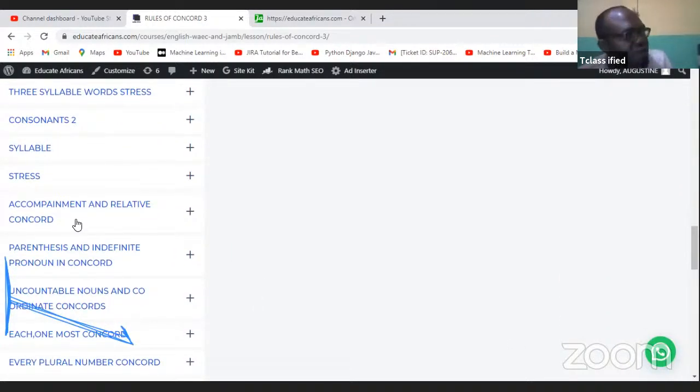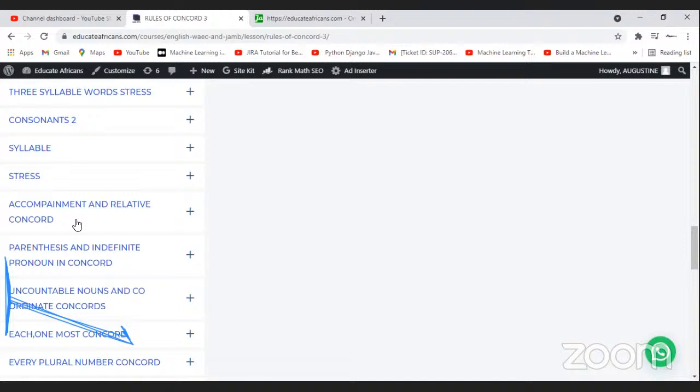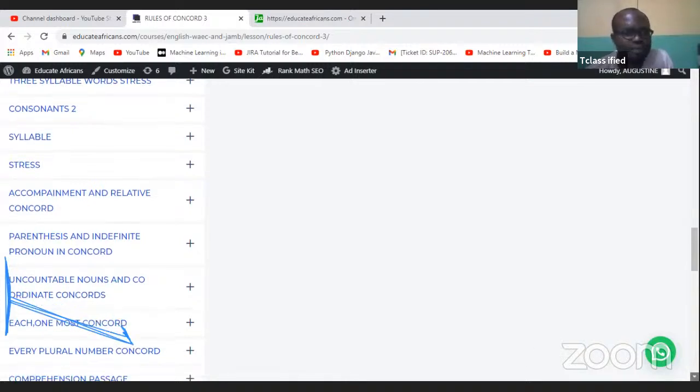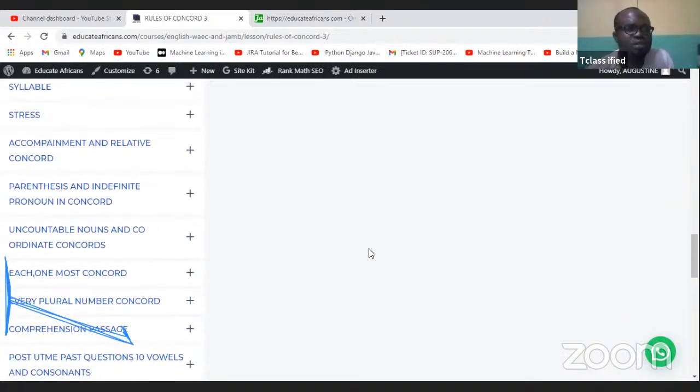Accompaniment and relative concord is one rule. So take note. Chika, are you taking note of the rules? Yes, I am. Okay, so this is one rule, accompaniment and relative concord. We have parentheses and indefinite pronoun concord. You have uncountable nouns and coordinate concord. You have each, one, most concord. You have every, plural member concord. Okay, so those are the concords. Those are the rules.